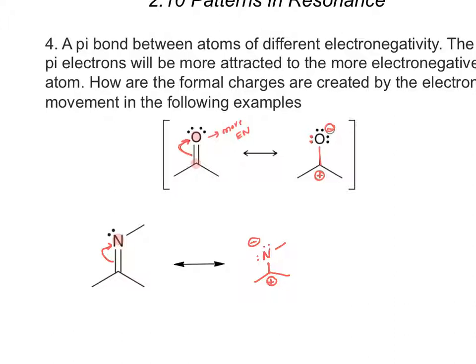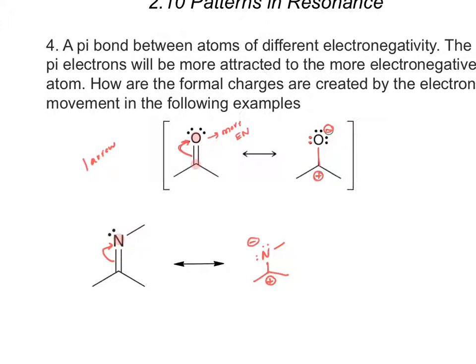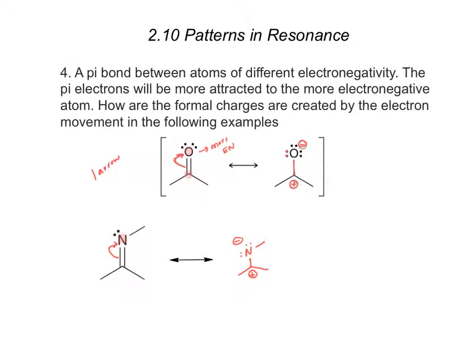Okay, so that is the last main pattern. Again, how many arrows do we use for this one? This only had 1 arrow, and it started at the pi bond and went to an atom, as opposed to the reverse of that, which is essentially what we did with number 3.